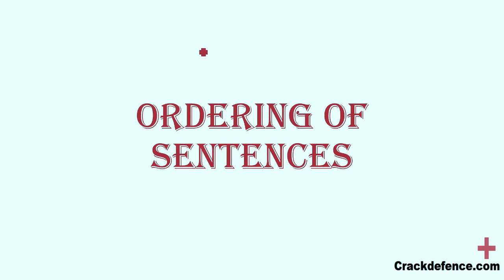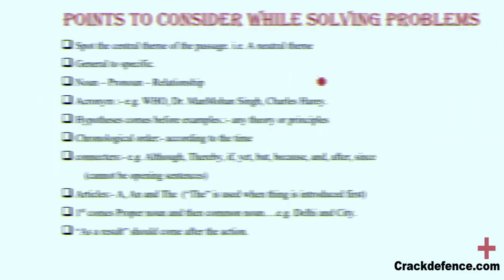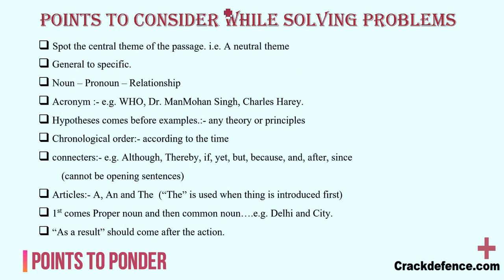Sometimes you are given a starting sentence, which is called S1 or 1, and then you get P, Q, R, S, four sentences which are jumbled, and then you get the ending sentence, that is S6. Now we are going to see the methods of solving these types of questions. There are certain points which need to be kept in mind while solving them. Now we'll see them one by one.